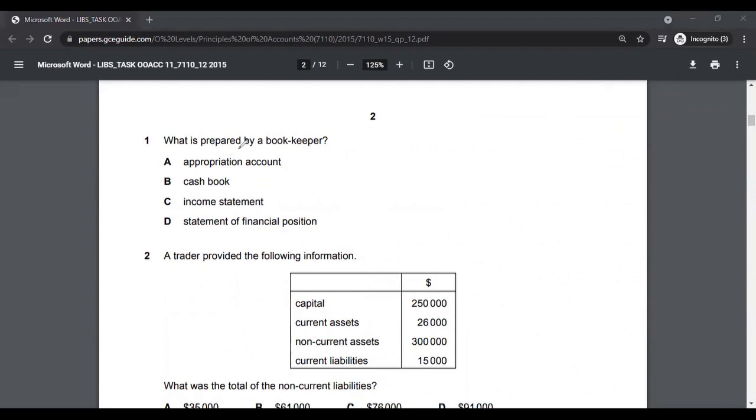Multiple choice 1. What is prepared by a bookkeeper? So you have to concentrate on this word bookkeeper. Appropriation account, no, it has nothing to do with bookkeeper. If you see income statement and financial position, they will be prepared by an accountant because you need more understanding of how income statement is prepared, the format, and it's a little more detailed. So the answer to multiple choice 1 is option B, which is cash book, because cash book is very rudimentary. It's very basic. You just have to take into account how much cash has gone out and how much cash has come in. So the answer to multiple choice 1 is option B.